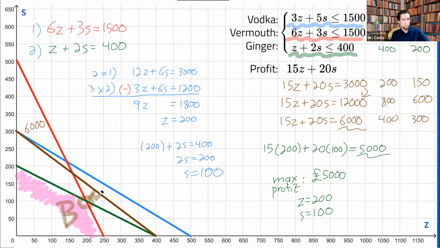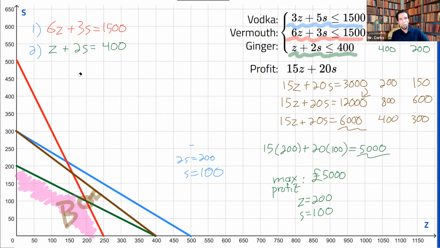I'm going to just say a little bit more about what we can see here with one of these, and then we'll just call it for today. What do we notice about the blue line, the blue inequality, our vodka constraints? What do we notice about that relative to what we said our best point is, point B?